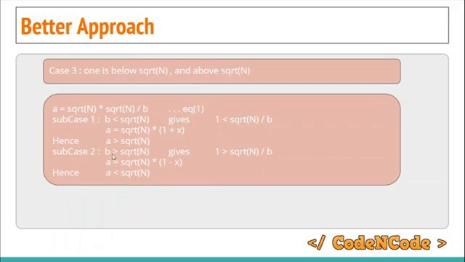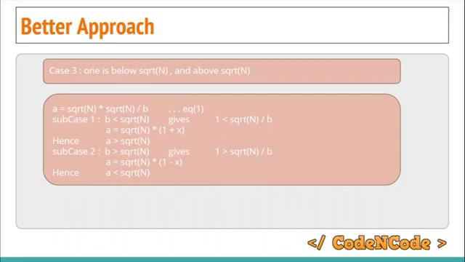So if you are taking b smaller than square root of n, then a is coming out to be greater than square root of n, and if you are taking b as greater than square root of n, then a is coming out to be smaller than square root of n. Hence we have proved that case 3 is actually true using direct proof. Now using this fact, we know that in a pair one element is always below square root of n, or below or equal to square root of n if the number is actually a perfect square.